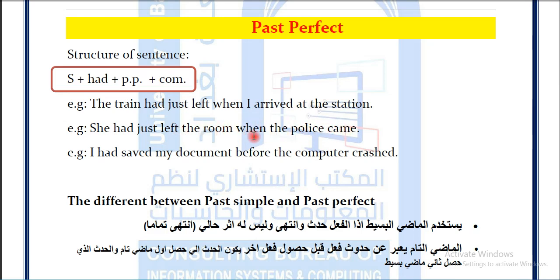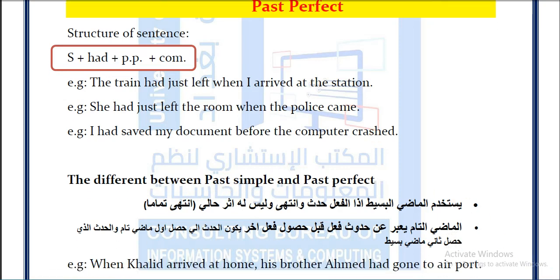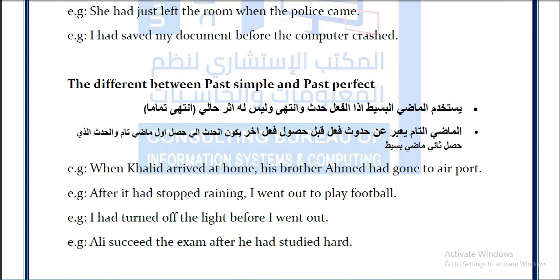Okay, also we have one: I had saved my document before the computer crashed. The difference between past simple and past perfect is: past simple, we use it when we talk about something that happened and finished. Okay, but past perfect, we use it when we talk about something that happened before the other. Past perfect, then we have past simple.